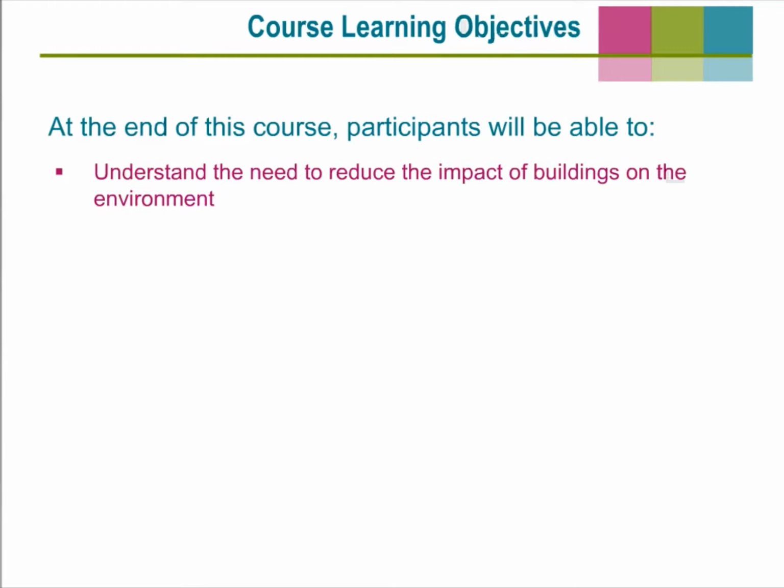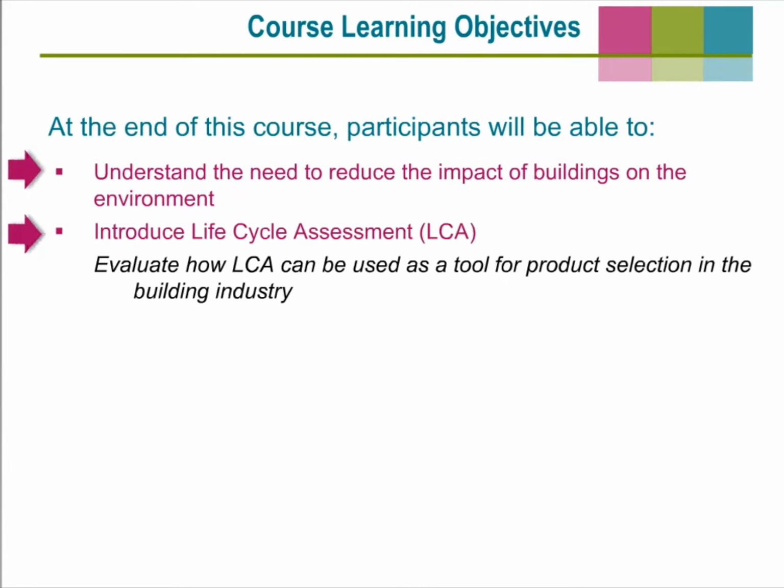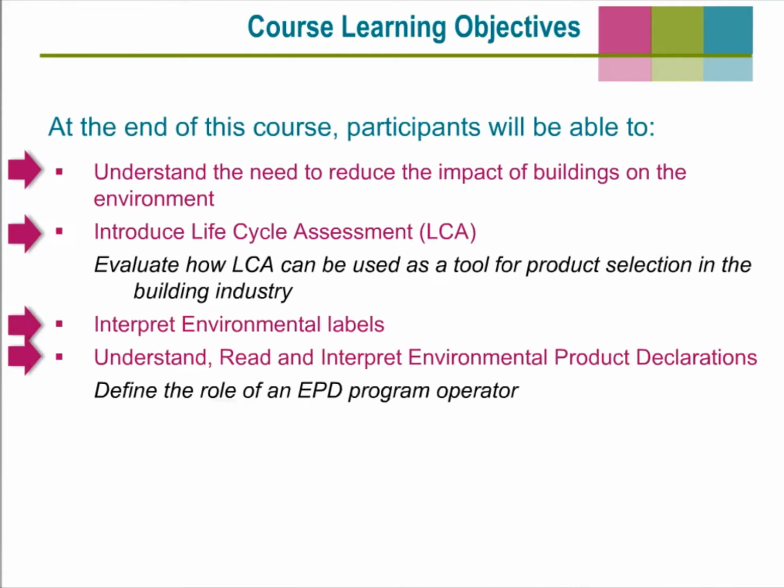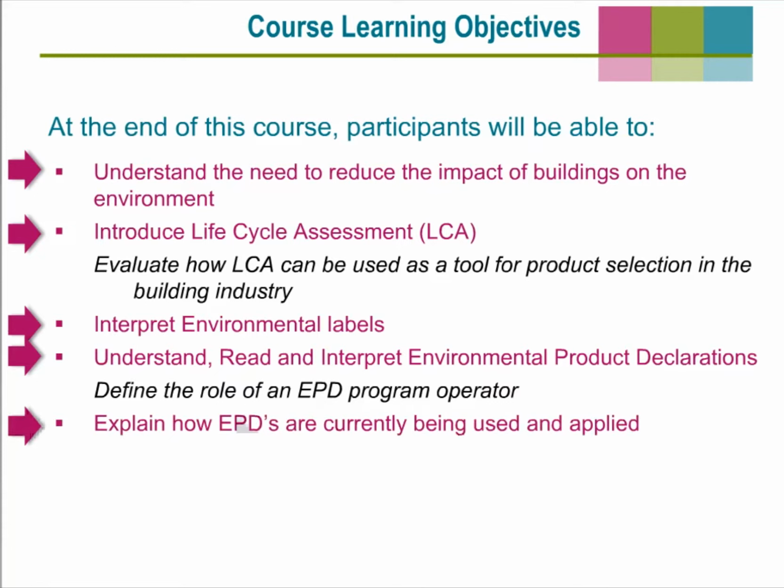Let's go through the course learning objectives. At the end of this course, participants will be able to understand the need to reduce the impact of buildings on the environment, introduce life cycle assessment, or LCA for short, evaluate how LCA can be used as a tool for product selection in the building industry, also interpret environmental labels, understand, read, and interpret an environmental product declaration, or an EPD for short, define the role of an EPD program operator, explain how EPDs are currently being used and applied, and then describe the differences between LCA and an EPD.